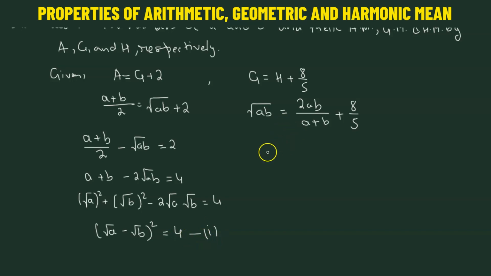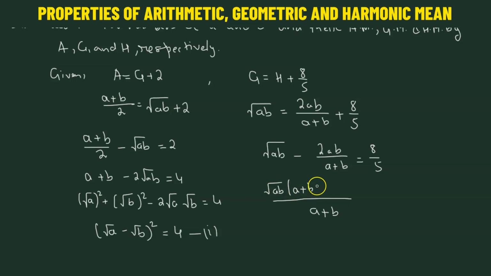Now let's go to the next equation. Over here we have square root of AB minus 2 times AB divided by A plus B. So that equals 8 over 5. Now let's combine the two terms on the left hand side. So the common denominator will be A plus B. Then we have square root of AB multiplied by A plus B minus 2AB, which equals 8 over 5.